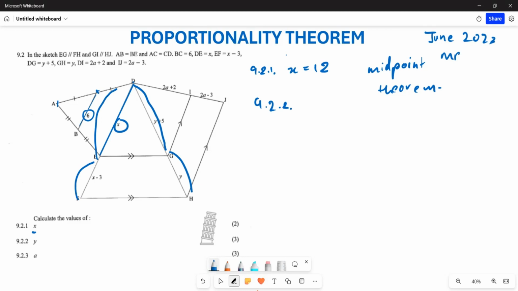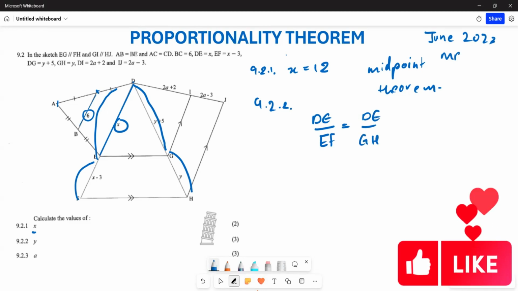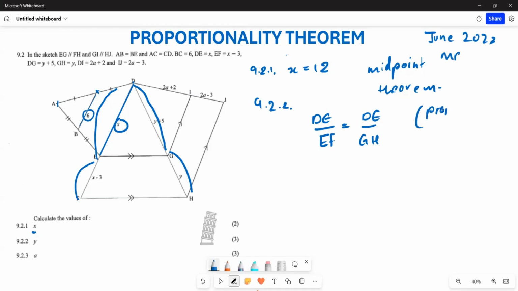Now, for example, what is it that we can do here? We can start by saying, look, here your DE over your EF is going to be in proportion with your DG over your GH. And what is going to be the reason behind them? This is going to be the proportionality theorem, right? And why is this because of the proportionality theorem? Because our EG is given to be parallel to our FH. That's going to be the reason behind it.